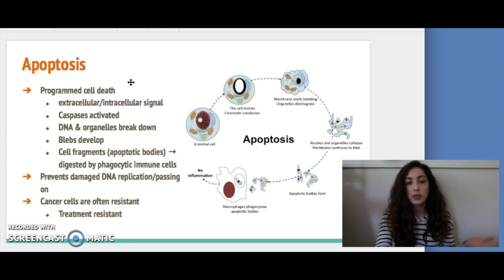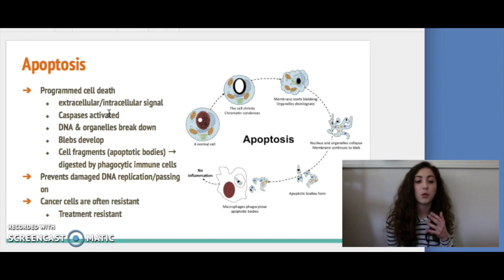So basically, the cell receives some sort of signal from outside or inside that tells it it's time to go, buddy. And these little enzymes called caspases are activated, which break down the organelles and membranes and the nucleus and DNA in a cell. It also tells the membrane to start to bleb, which is just little protrusions on the membrane. And then it makes these little apoptotic bodies which hold everything from the cell in it, everything broken down. Those fragments are digested by phagocytic immune cells, like macrophages, which make sure that there's no inflammation and that the caspases don't get out and start to digest the neighboring cells that don't need to die.